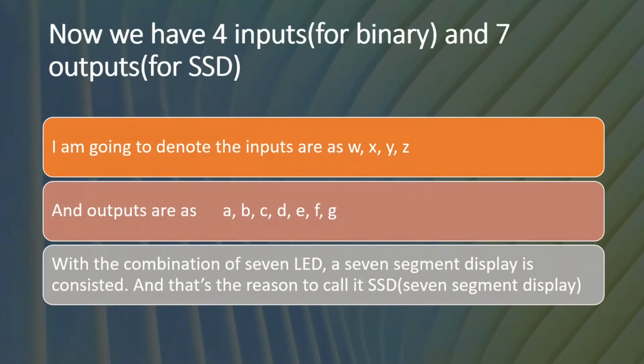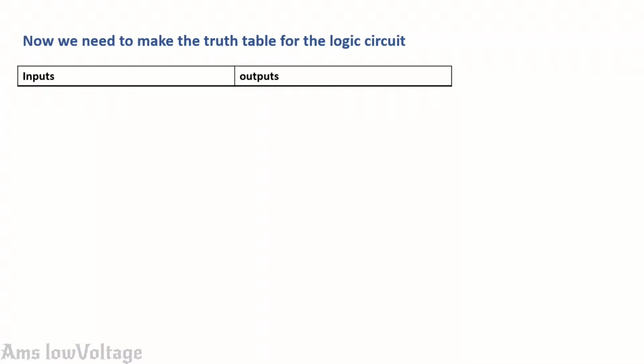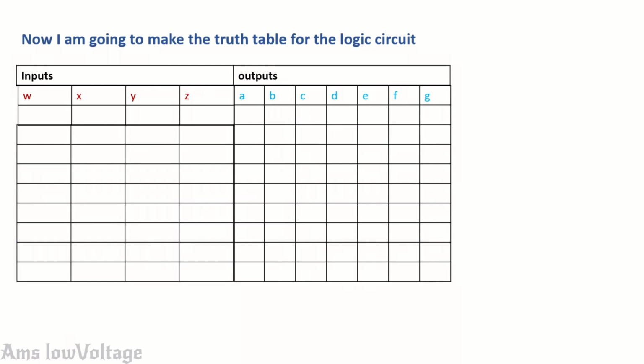Now we have 4 binary inputs and 7 outputs for the SSD. I'm going to denote all the inputs as W, X, Y and Z, and all the outputs as A, B, C, D, E, F and G. With a combination of 7 LEDs, a 7-segment display is made, and that is the reason to call it a 7-segment display or SSD. For making our circuit, we need to organize our truth table according to the inputs for our outputs from A to G.